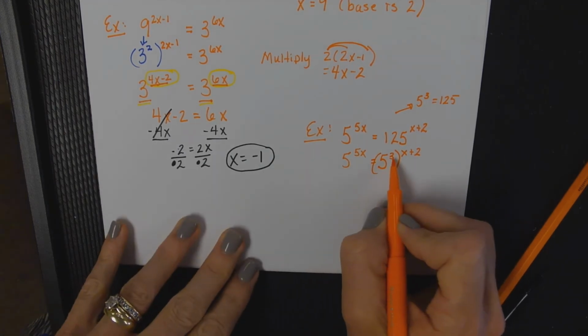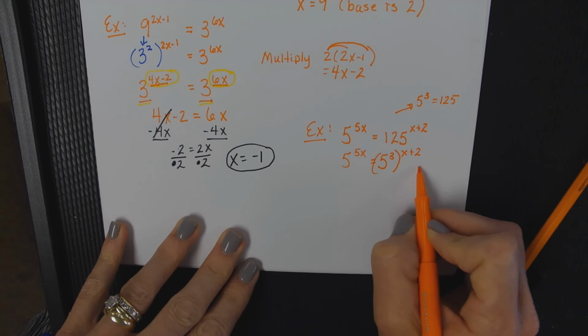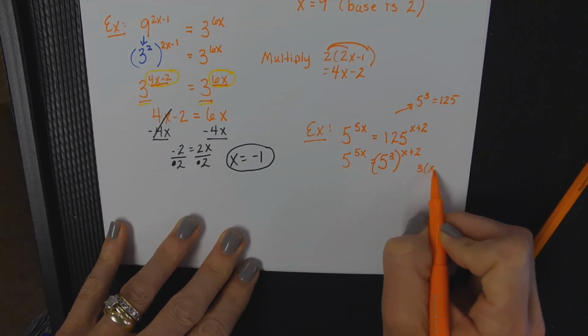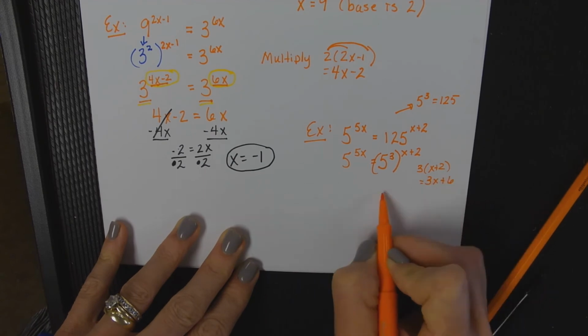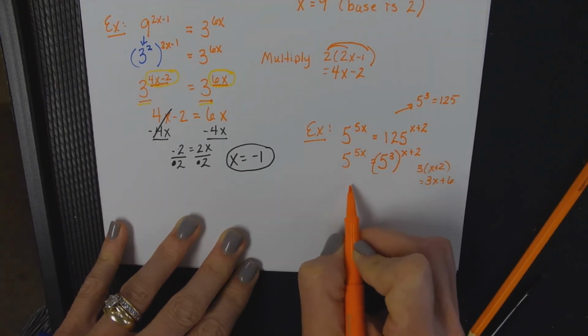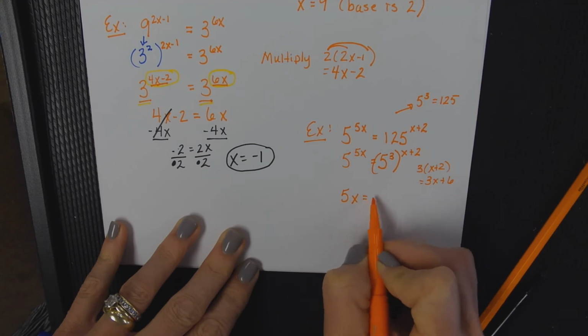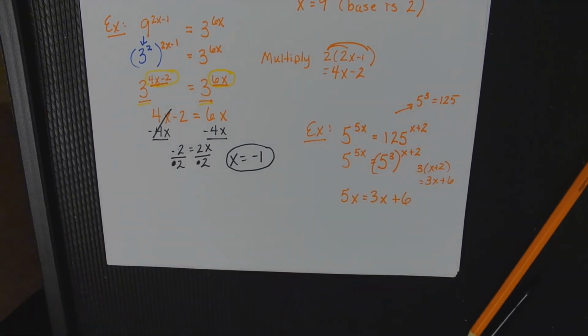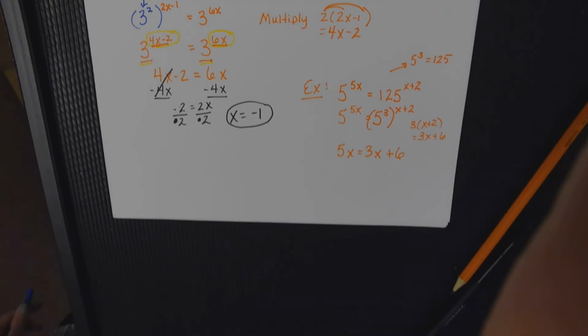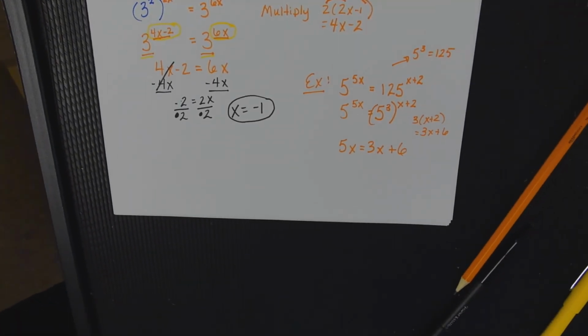So then you're going to multiply 3 times x plus 2, which is 3x plus 6. So you say 5x equals 3x plus 6. What'd you get? 3. 3 is the correct answer.